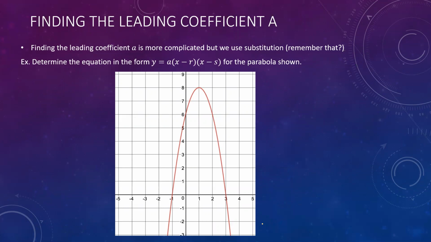So to find the leading coefficient A, it's slightly more complicated, but you're still using the same idea. You're using substitution, which is basically similar to what we just covered. So how would you find the equation of this graph here? Well, if we want to find the equation of this graph in factored form, which is in the form of a times x minus r times x minus s, we simply identify what the zeros are first. So the zeros are -1 and 3.